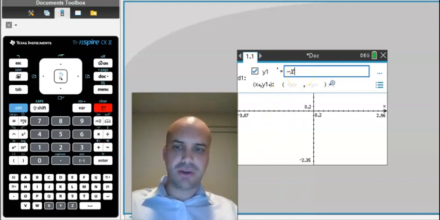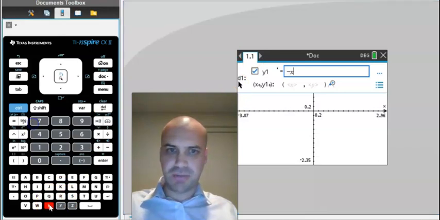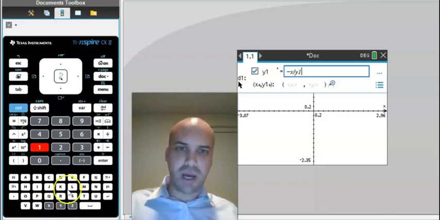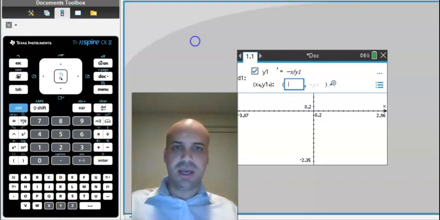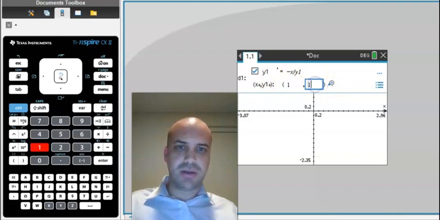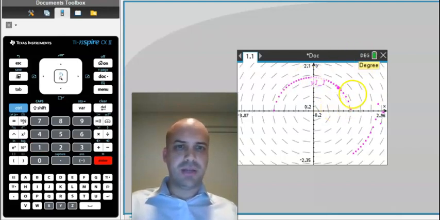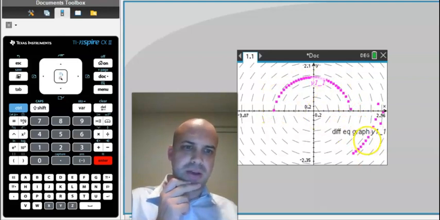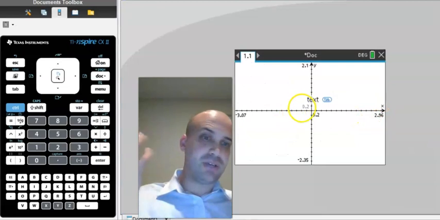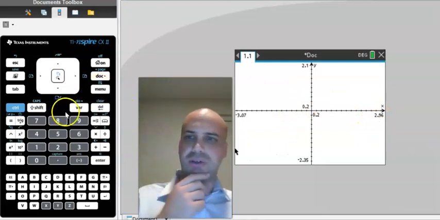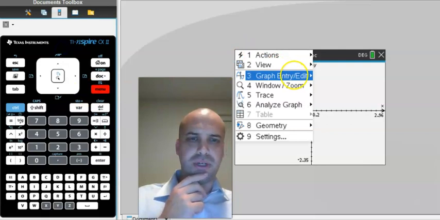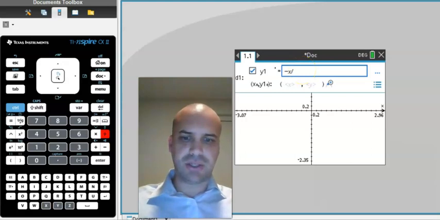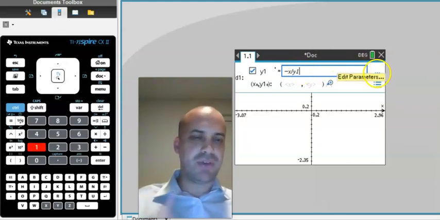Negative x on, actually just make sure I'm pressing the right buttons here, negative x on y1. Don't forget the 1 on your y. And our initial conditions here are 1 and 1. All right, now you can see some dots around here like this, and some errant dots around there. Now we can fix that relatively easily. I've cleared that screen now. We go menu, graph a differential equation, type in again negative x over y1, and then go over here.